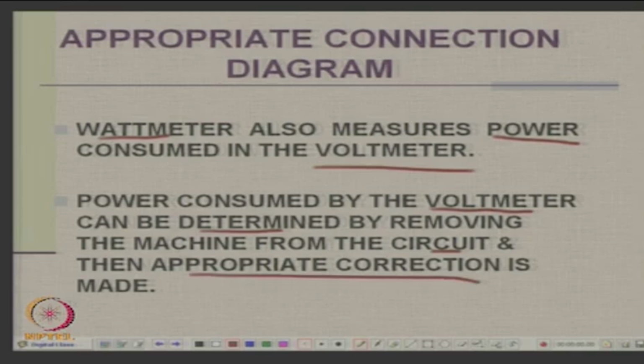The power consumed by the voltmeter can be determined by removing the machine from the circuit and then appropriate corrections made. One option is to first remove the machine and just check how much power the voltmeter is consuming, for the same voltage. It is V square by R, where R is the resistance of the voltmeter. In fact, I may be telling something which may be obvious, but I am telling this because it is important.